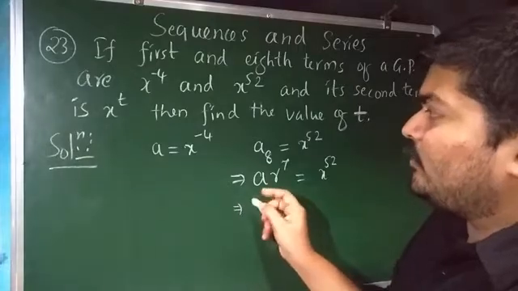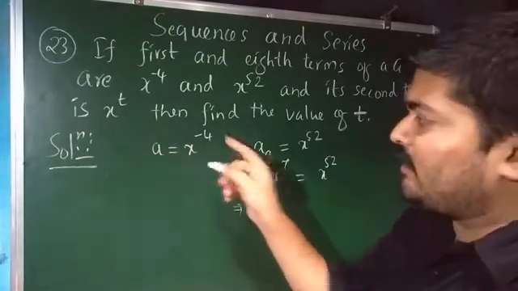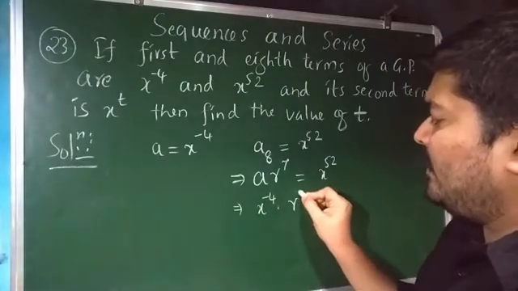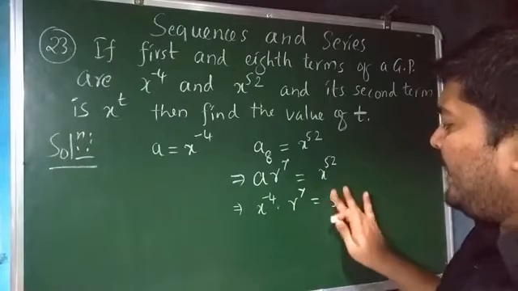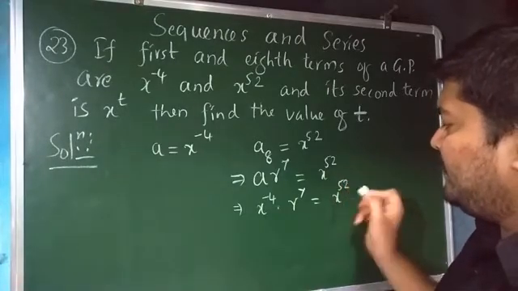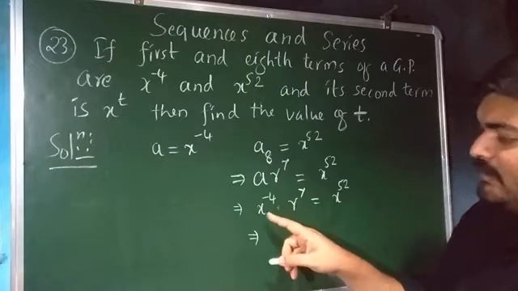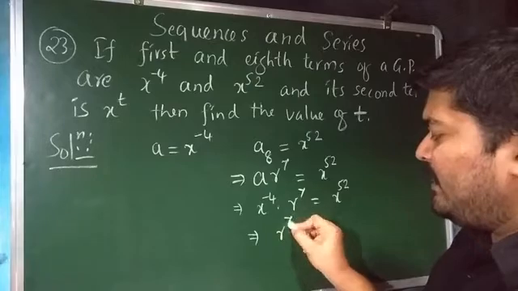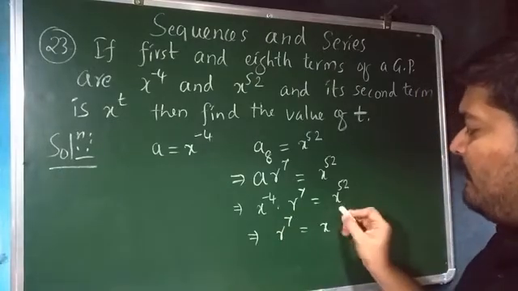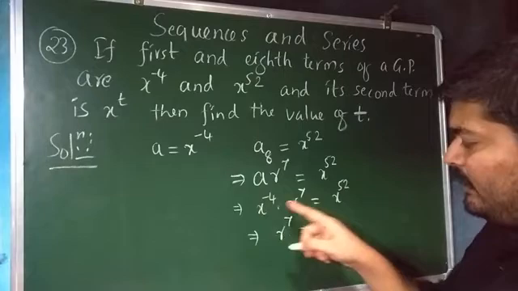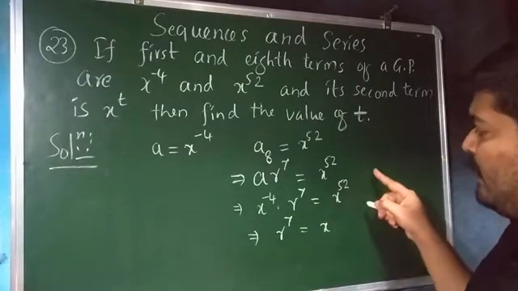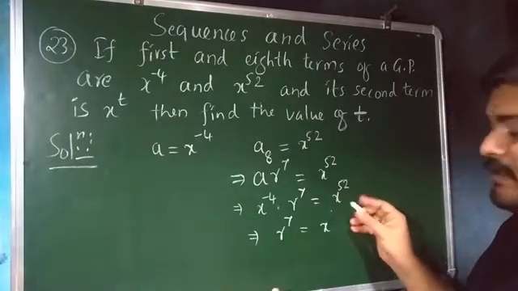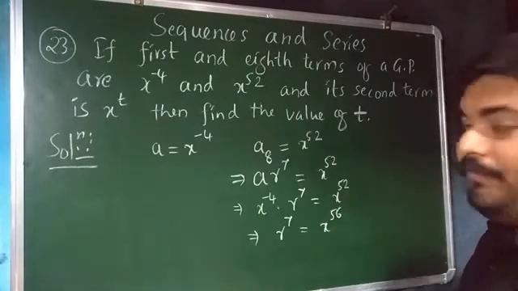Now your task is to substitute the value of a, that is x power minus 4. You are left with x power minus 4 multiplied with r power 7 is equal to x power 52, isn't it? Now shift this x power minus 4 to this side. What you are left with: r power 7 is equal to x power 52 into x power minus of minus 4, that is x power plus 4. If you utilize the law of indices, you are left with x power 56, isn't it?